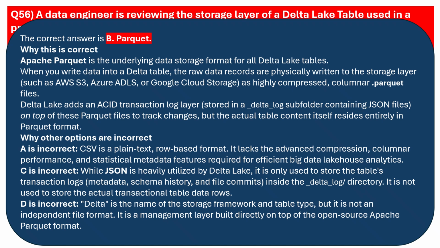C is incorrect. While JSON is heavily utilized by Delta Lake, it is only used to store the table's transaction logs, metadata, schema history, and file commits inside the _delta_log directory. It is not used to store the actual table data rows. D is incorrect. Delta is the name of the storage framework and table type, but it is not an independent file format. It is a management layer built directly on top of the open-source Apache Parquet format.